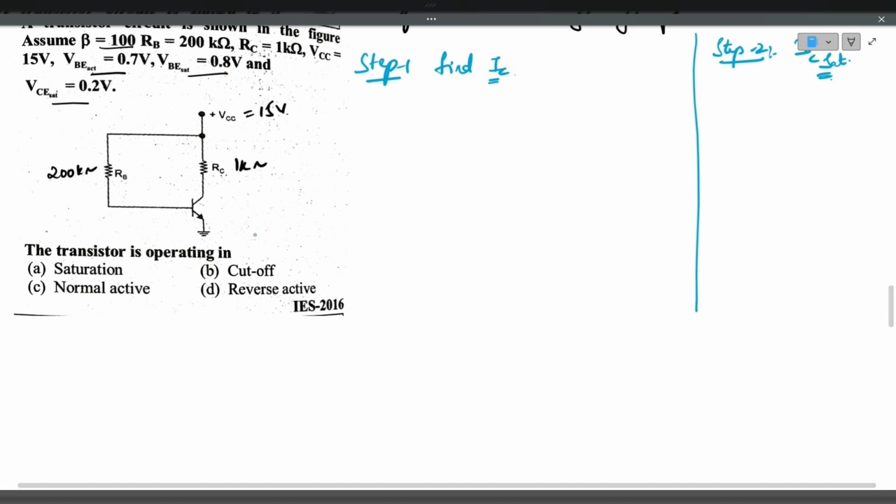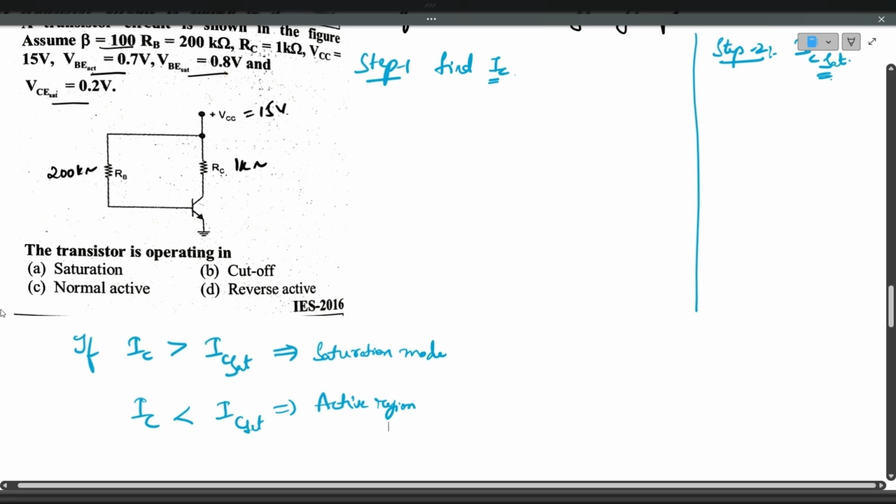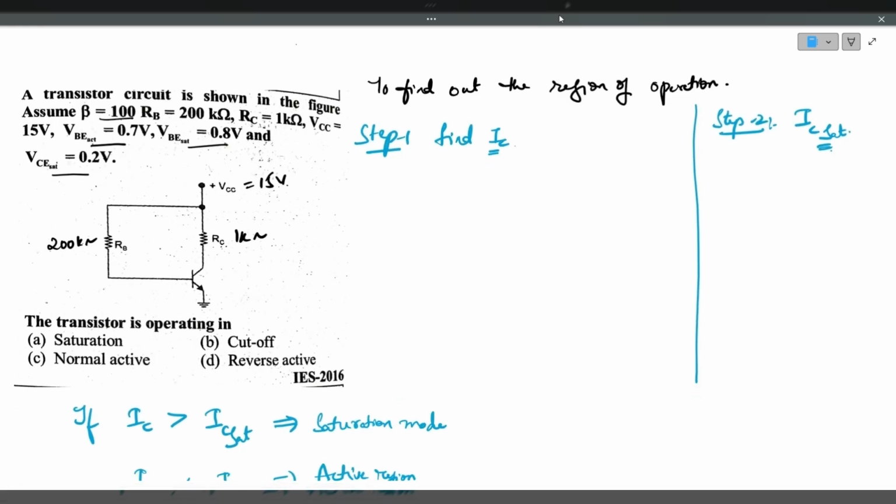If the normal collector current is greater than IC saturation, then the transistor is said to be working in saturation mode. If the normal collector current that is flowing in the circuit is less than IC saturation, then the transistor is said to be working in active region. Now let's find out.